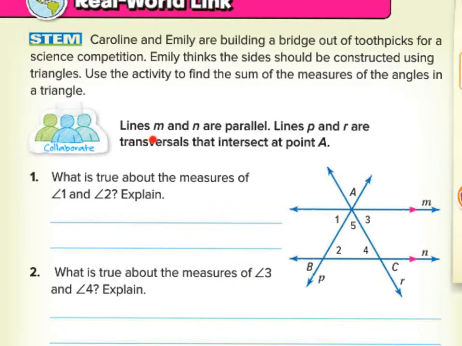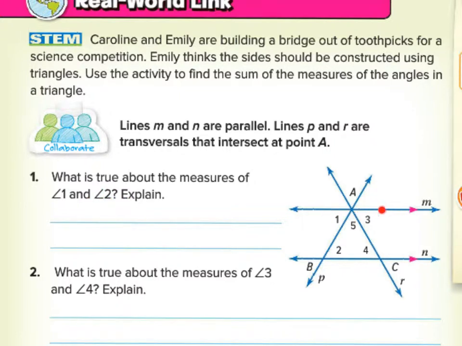So let's see here. Lines M and N are parallel. That's true. Here's line M and here's line N. Lines P and R are transversals that intersect at point A. Line P, line R are transversals. They cross M and N and they meet at this point. They cross at point A. So what is true about the measures of angle 1 and angle 2?